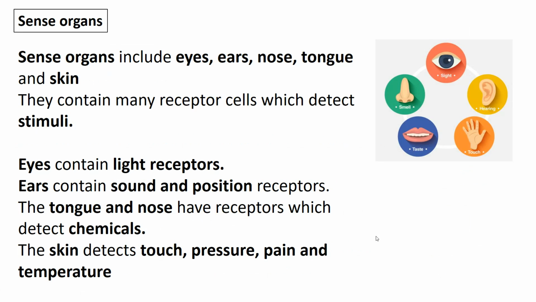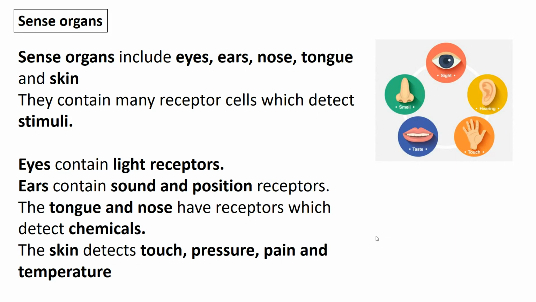Your eyes will contain light receptors detecting colour and light intensity. Ears will contain sound receptors and also your position, so it also coordinates your balance. The tongue and nose are actually receptors which detect chemicals. So although you have a sense of smell and taste, you're not detecting smells, you're detecting the chemical that your brain interprets as that particular smell. The skin is a very complex organ that detects touch, as well as harder pressure, pain, and the temperature.